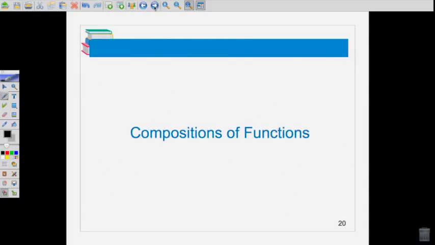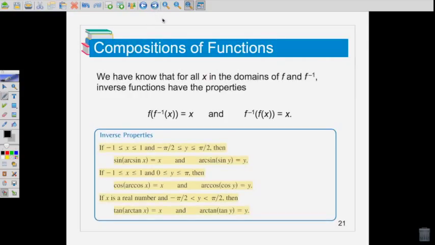Alrighty, that was a bit of a long one. Let's all take a breath. Let it relax, because we're going to go into compositions of functions, something that probably wasn't your favorite thing to do in Algebra 1 or Algebra 2, but here it actually becomes pretty easy.